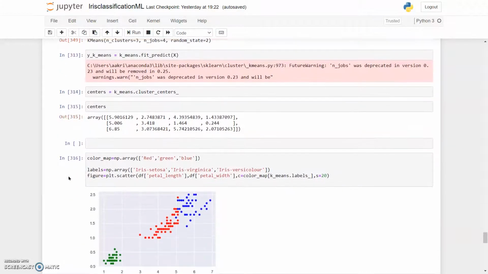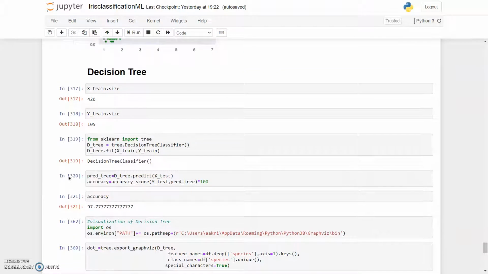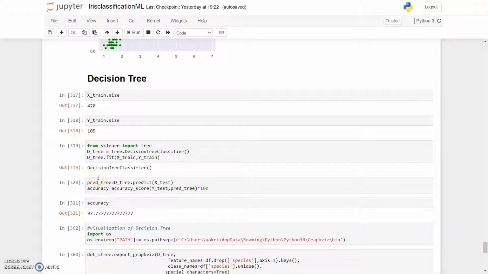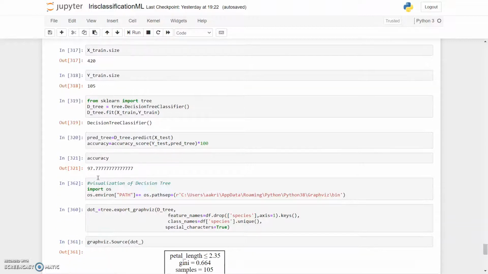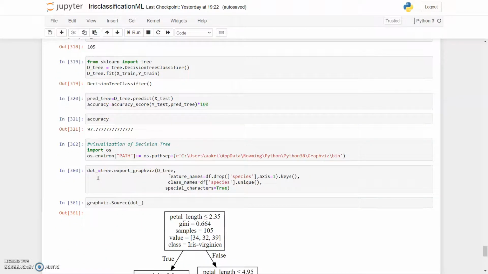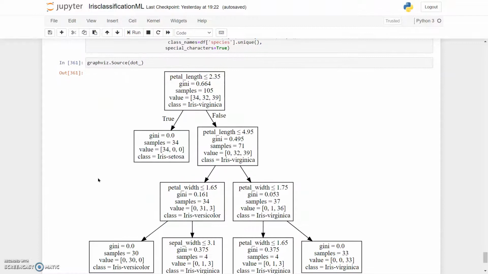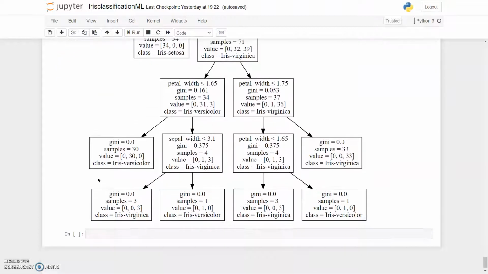After that I have used the decision tree, and decision tree is basically used to create models or to train a model and predict the class of the target variable, and that is done by learning the decision rules which are summarized from the training data. And this is the visualization part of the decision tree.